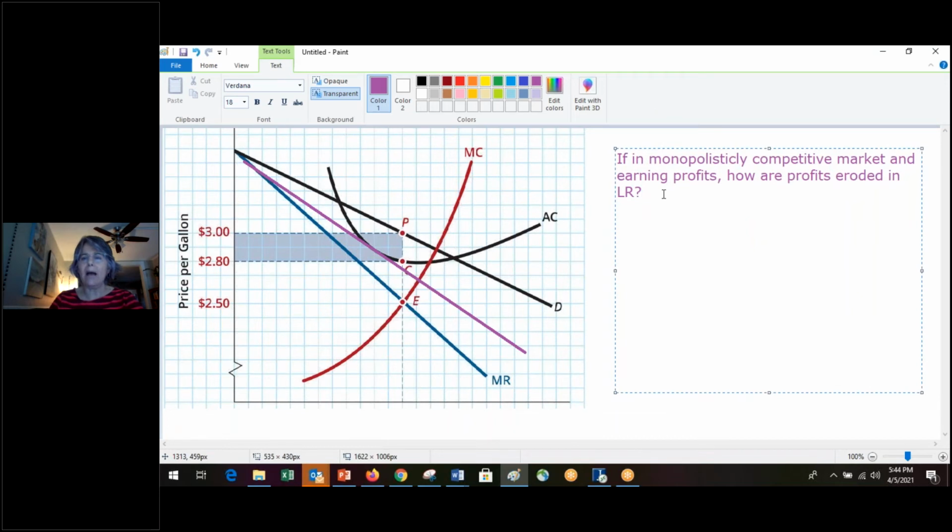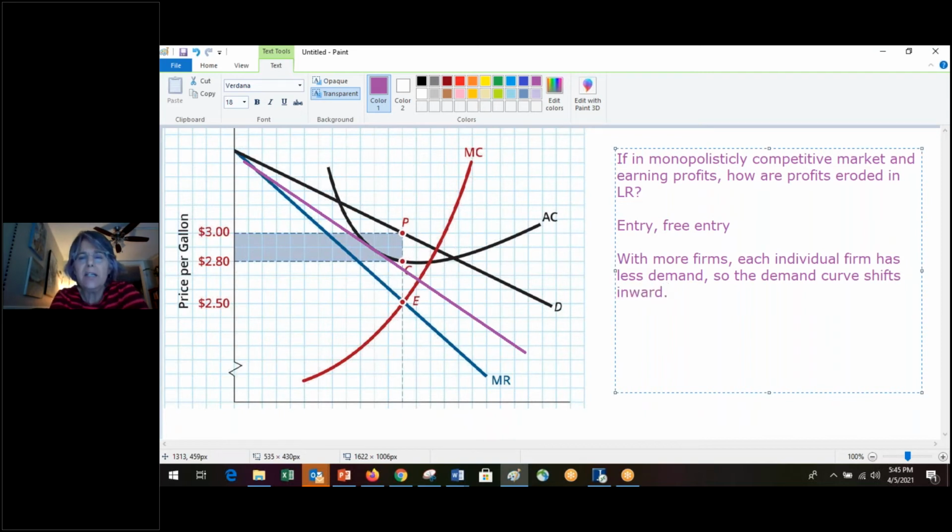What will happen is there'll be entry. Remember, there's pretty much free entry and exit. There's free entry. So with more firms, each individual firm has less demand. So the demand curve shifts inward.